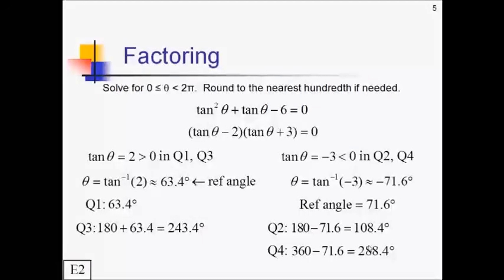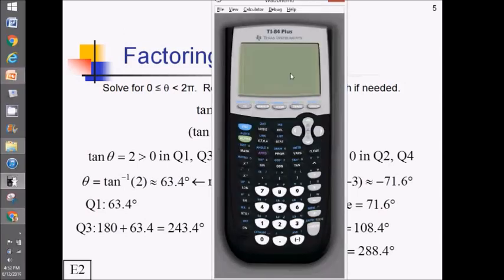And I'm almost done, but now I have to go through and change these 4 degrees answers into radians. Now remember to do this, we're multiplying by pi over 180 on the calculator. I'm going to do 63.4 first.